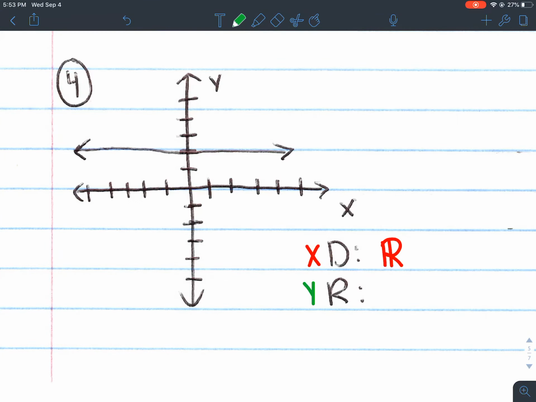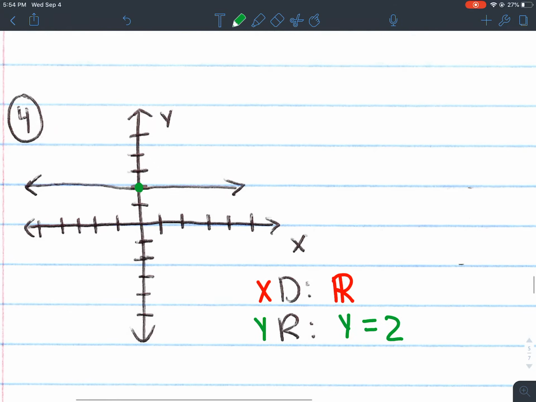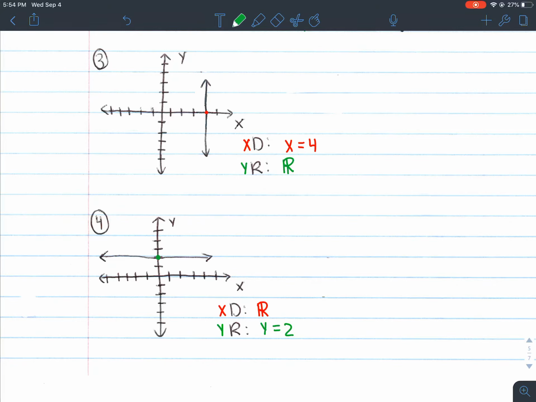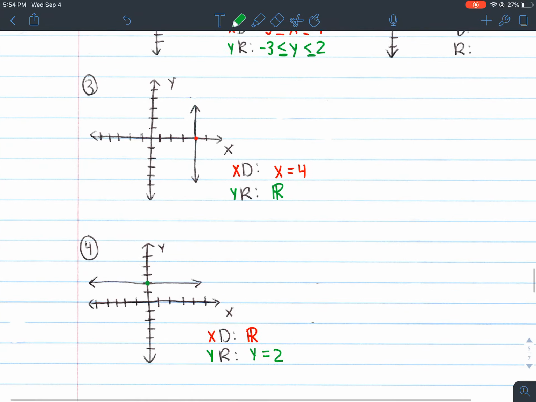For my range, which is my y values, if I start at the bottom and I start going up and up, the first y value I hit is 2. And it's the only y value I hit. So it's going to be y equals 2. So it's like the opposite of that third problem. Sorry if I'm talking really fast, but always feel free to slow down the video.